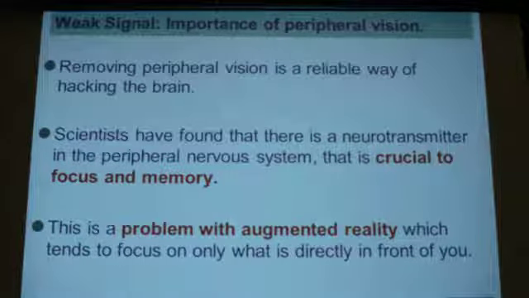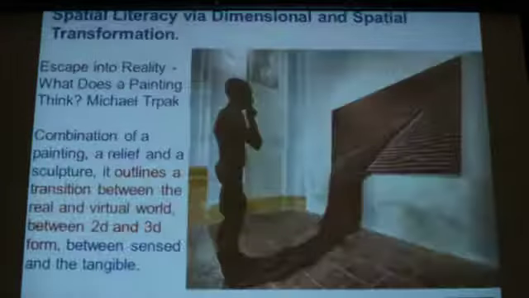And picking up on what we're going to talk about this afternoon, which is this idea of strong and weak signals, you could argue that a lot of what I've just talked about in terms of the technology is a weak signal. Not necessarily because of health and safety or nausea aspects, but because when you remove peripheral vision, it is a reliable way of hacking the brain, but the scientists have found that there's a neurotransmitter that's essential, and peripheral vision, not just visual but auditory peripheral, is essential for cognition. So this could be a major problem with this sort of technology.